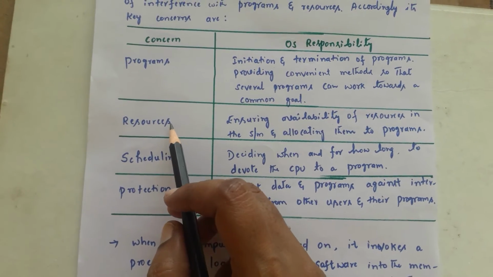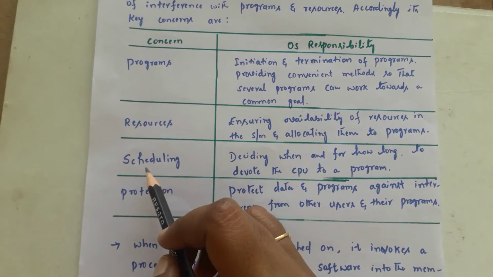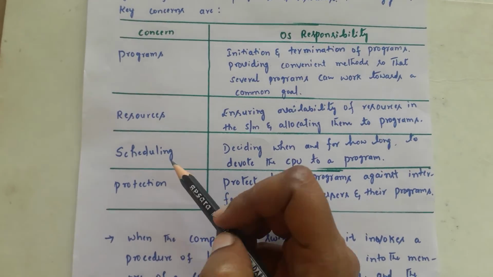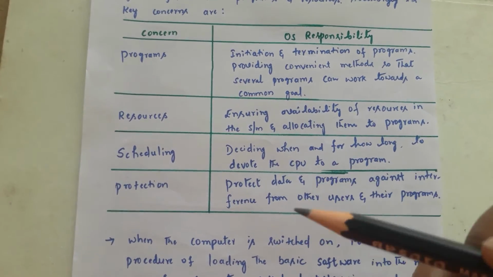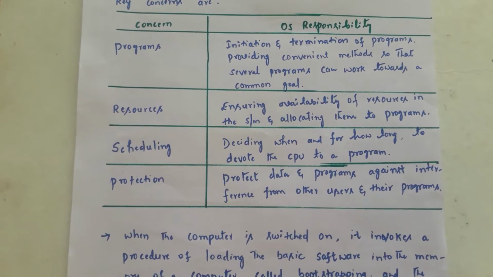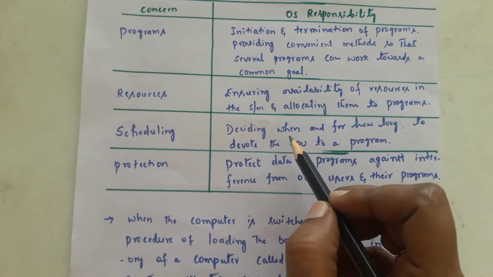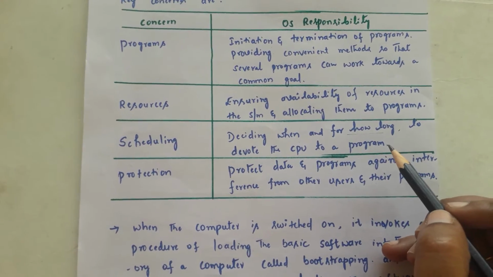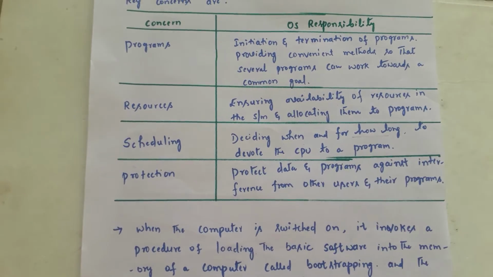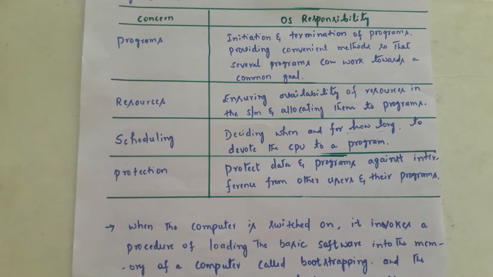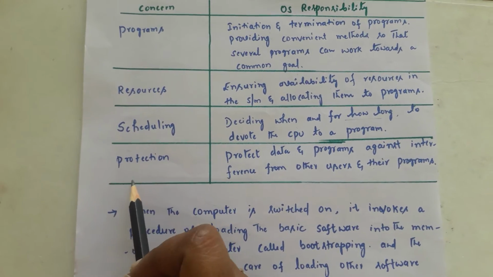So once you are allocating the resources, then we have to check about scheduling also. Scheduling is nothing but giving your resource, your CPU, to the particular program, and once it is done, you have to check when you have to allocate that resource and how long you have to allocate the resource. Once your program execution is completed, then you can deallocate that resource and it can be given to the next program.